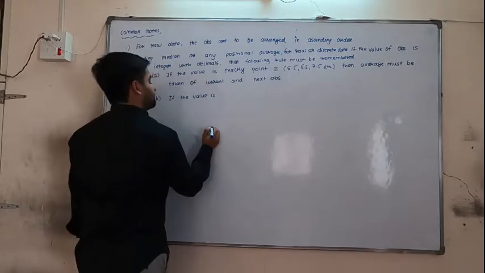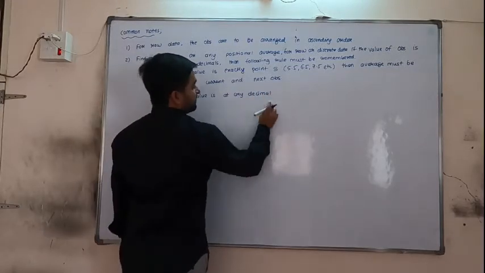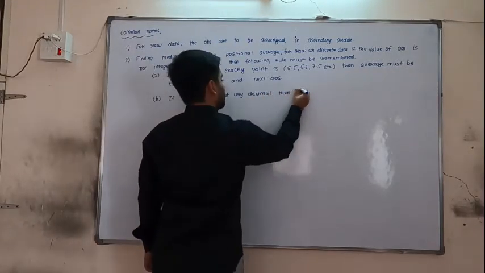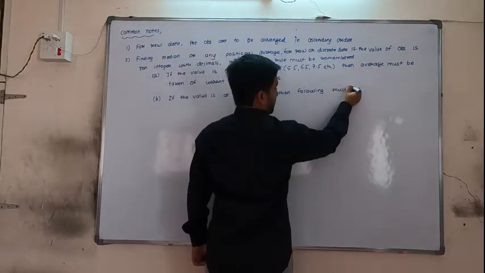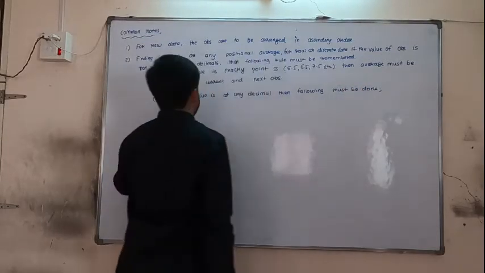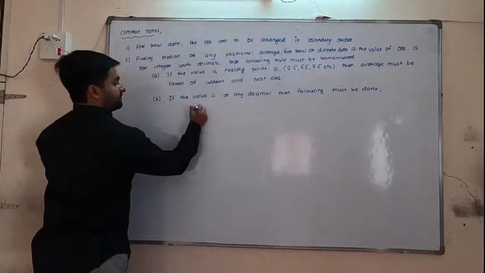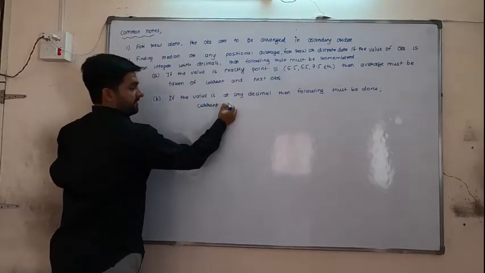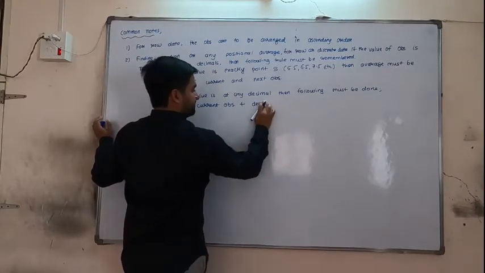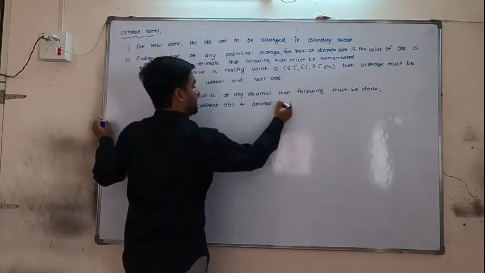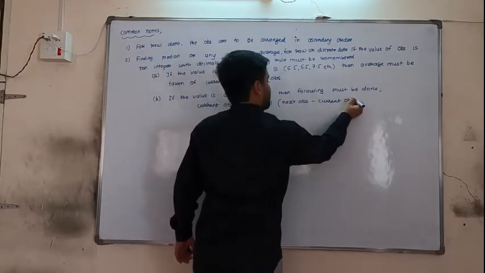B: if the value is at any decimal, then the following must be done. If the value is at any decimal, suppose 5.25, 5.75, then what should you do? Current observation plus decimal in bracket, next observation minus current observation.